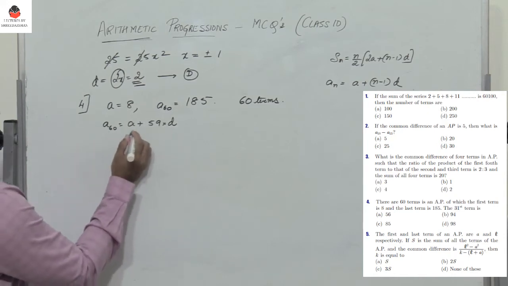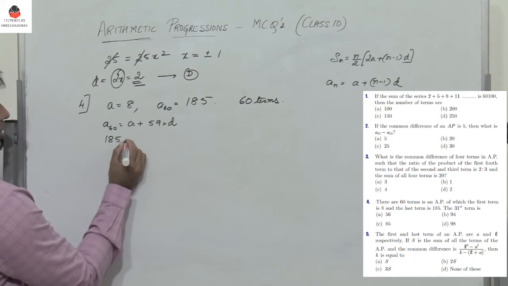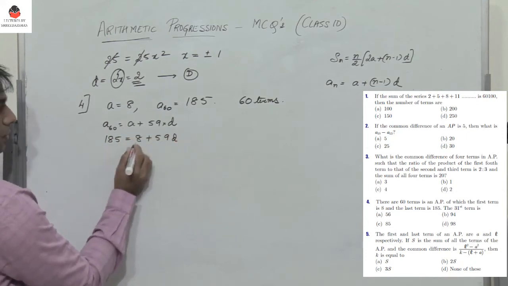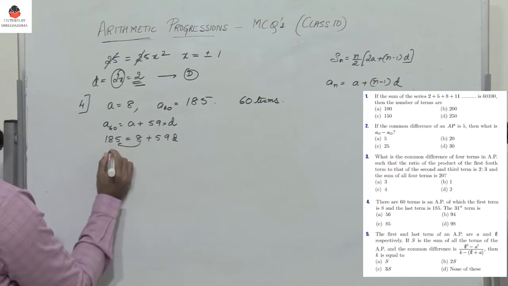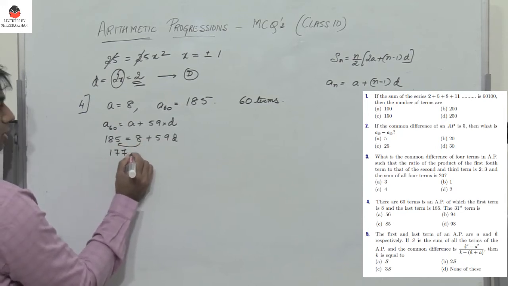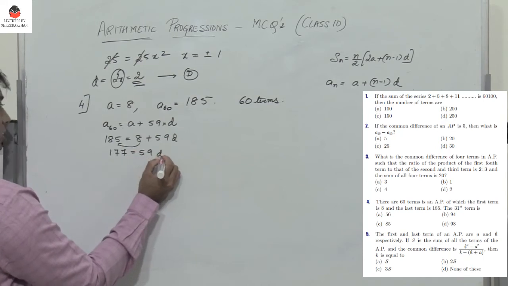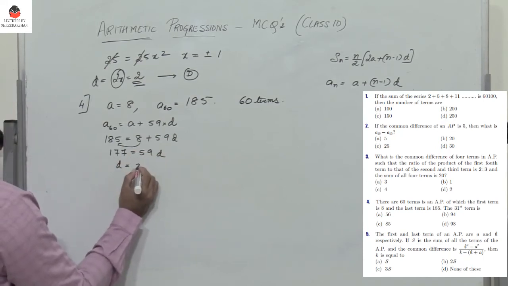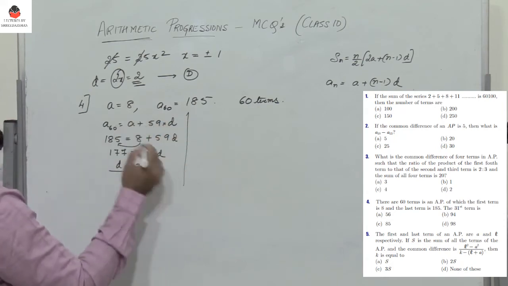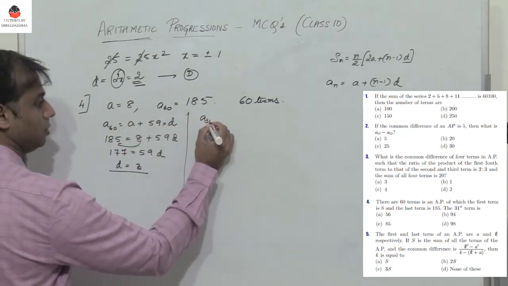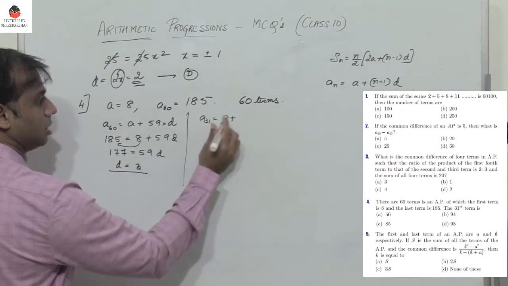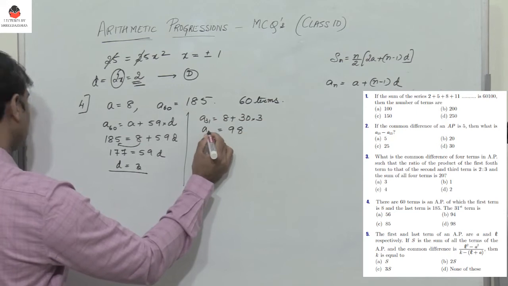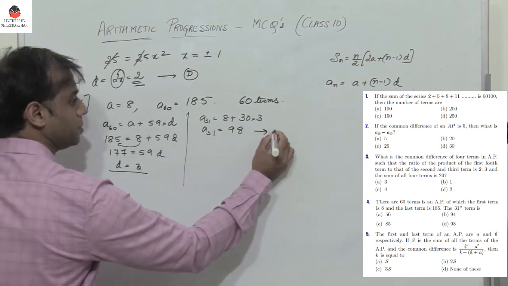All right, okay, so 185 equals A is 8 plus 59D, or take 8 to this side, you get 177 equals 59D, or what is D? 177 by 59, which gives me 3. All right, so now I need to find A31. What is A31? It is A plus 30D, 30 into 3. So this gives me 98. So this is A31. This corresponds to option D.